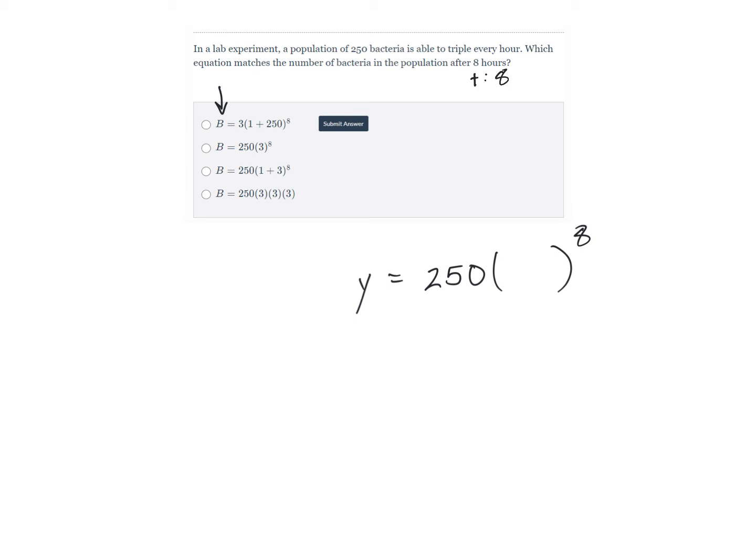So let's kind of use the choices this time. It's definitely not choice A, because it starts with 3. No, you want 250 in the beginning.